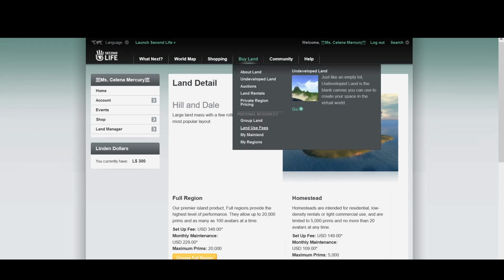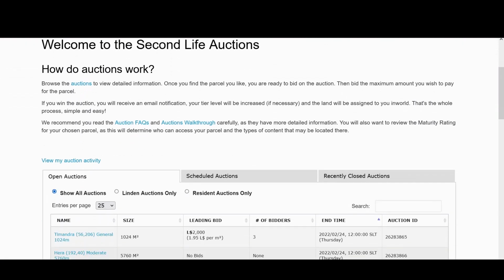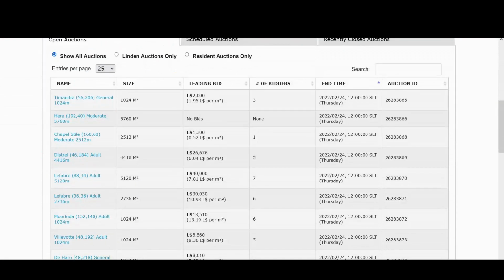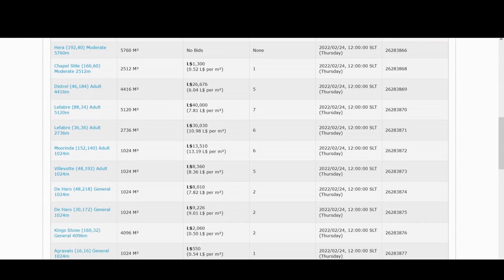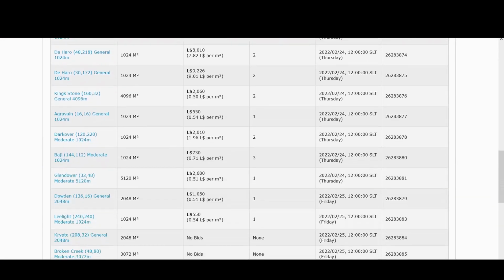Now, also, I meant to mention the auctions. Auctions are a little tough because you're bidding. You're bidding on land, and this is where you can put any size land, any size, and that's why it did kind of slip my mind when I was thinking about adding it to the mainland portion. You can find a full region. You can find a tiny, tiny space. It is just up to the seller.